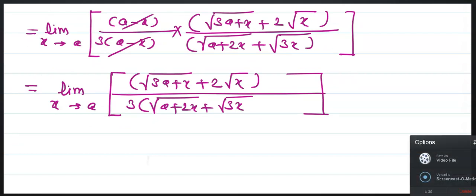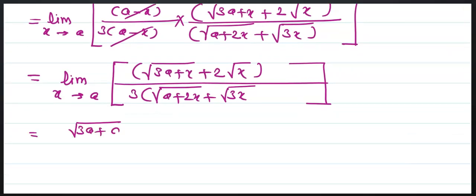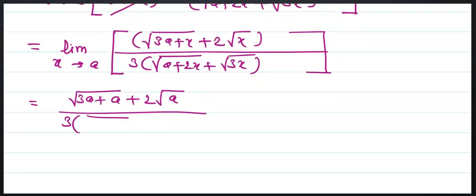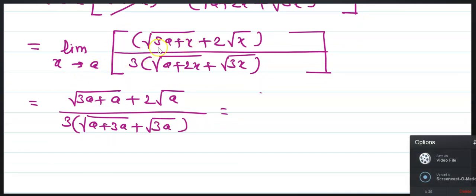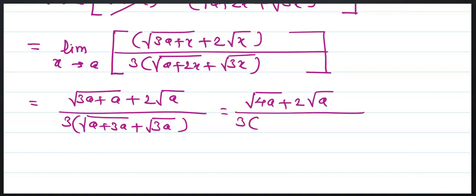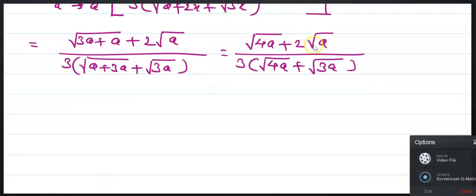This is the expression, and then in the next step x is replaced by a. See this here, x is replaced by a. That is root of 3a plus a, that is root of 4a plus 2 root a, upon 3 times root of a plus 2a plus root of 3x. Therefore, root of 4a plus 2 root a: that will be 2 root a plus 2 root a, that is 4 root a in the numerator, and the denominator will simplify.